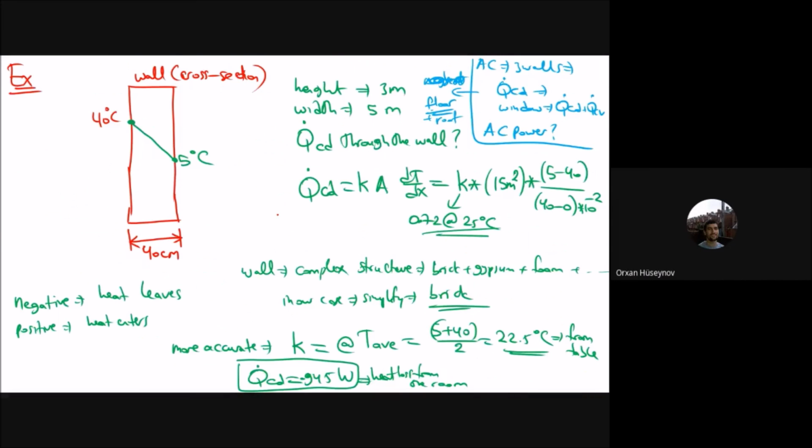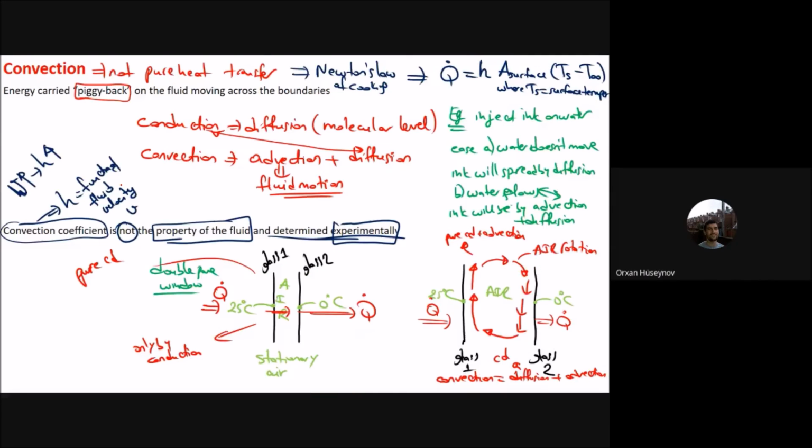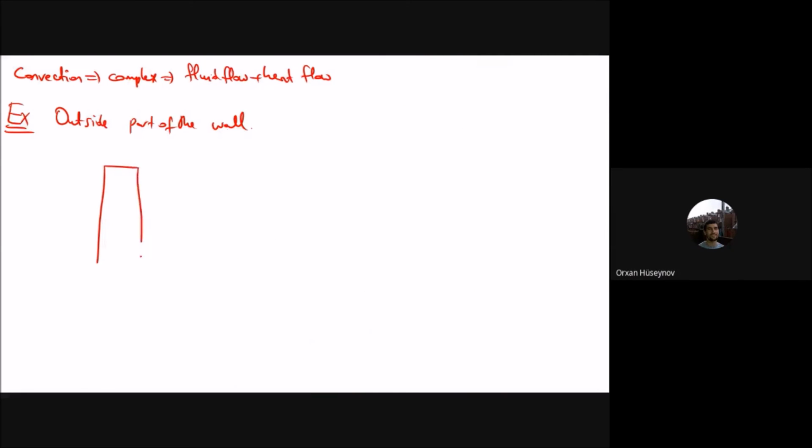Let me just give you one example. And the example is the outside part of the wall. Okay, outside part of the wall, let me just show you that here. So this is the same wall here. You have 5 degrees Celsius. This is at the surface of the wall. Now I will draw just the same picture here, same photo here. But you have to know that. So I have 40 degrees Celsius here. I have 5 degrees Celsius.